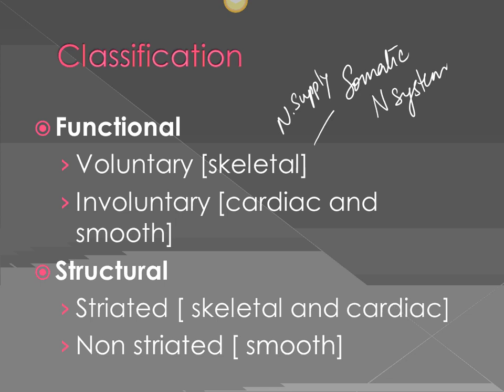And functionally, any muscle which is not under your control is called involuntary, and the examples are cardiac and smooth, and that makes sense. You can't control your heart rate, and you can't control the activity of your smooth muscles, which are found in the walls of organs. For example, the stomach. You cannot control the contraction of your stomach or your urinary bladder or other things. So these are made of smooth muscle. So this therefore is involuntary. So this is not supplied by the somatic nervous system. Instead, it is supplied by the autonomic nervous system.